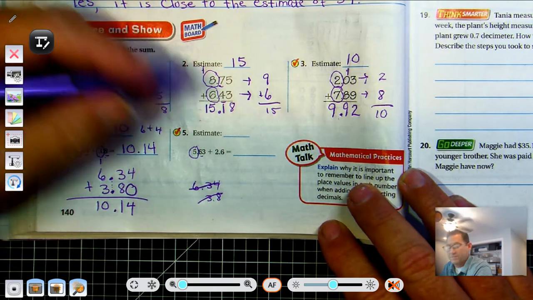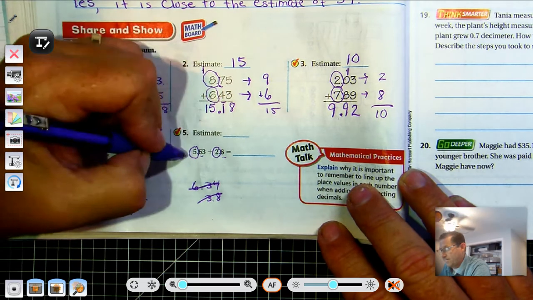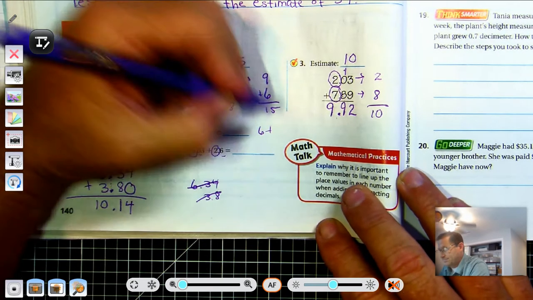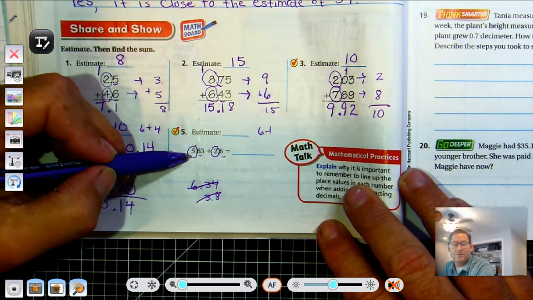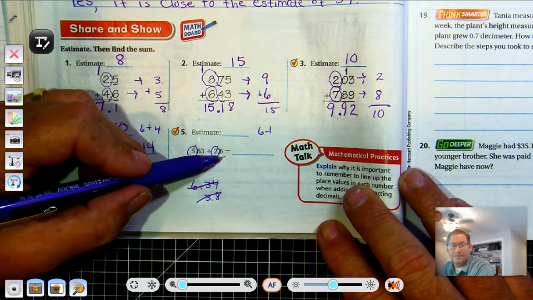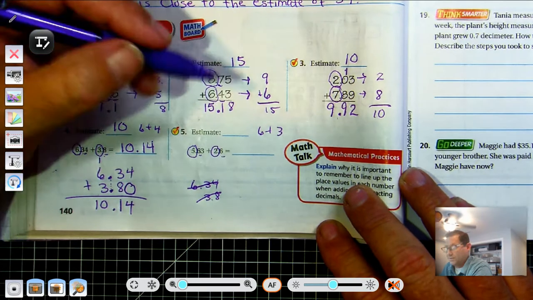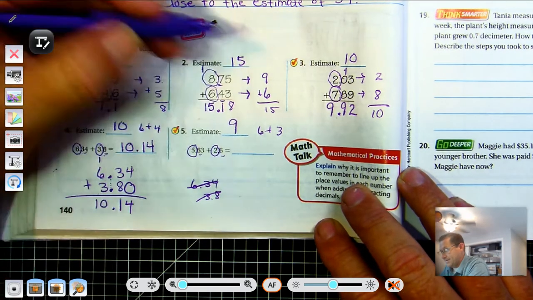Okay, number 5. 5 and 63 hundredths plus 2 and 6 tenths. We're going to round 5 and 63 hundredths to 6 because the 6 is greater than 5. So we'd add 1 to the 5. 2 and 6 tenths, the 6 is greater than 5, so we round that up to the 3 by adding 1 to it. So 6 and 3 is 9.